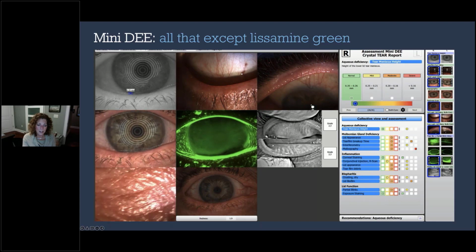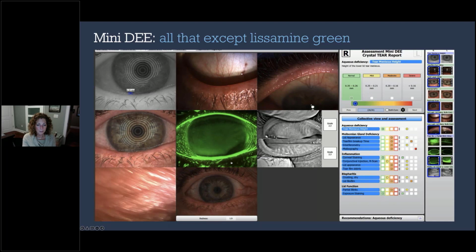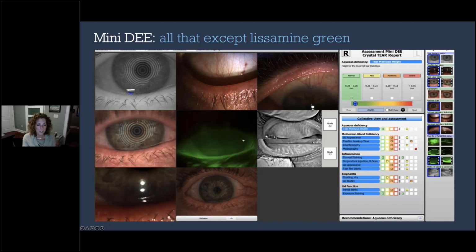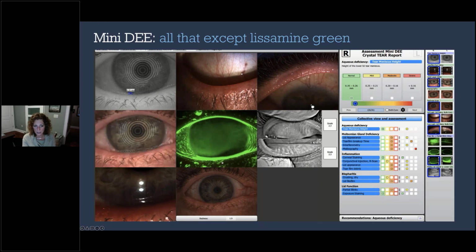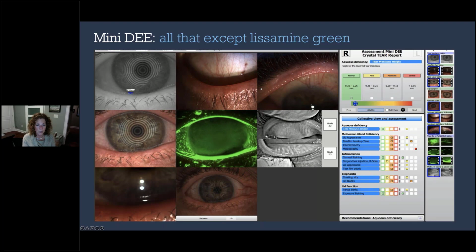So I've still got an incredible amount of information. And ultimately, if the conjunctival staining was bad enough or the lid margin staining was bad enough, I'm going to see it with the fluorescein. So I don't feel like I'm missing a lot of information. If this works better for your practice, do it.